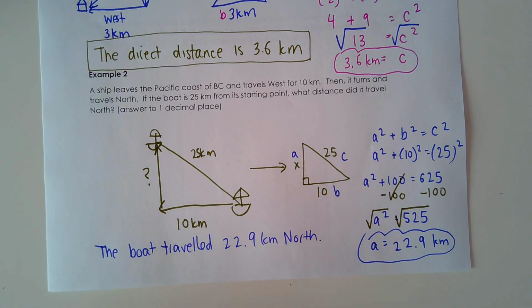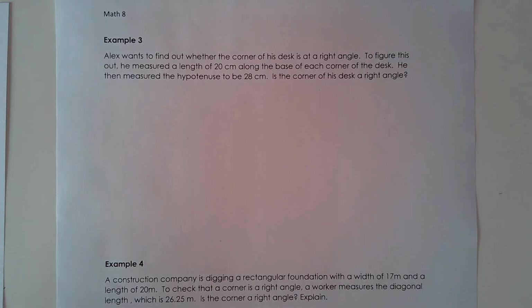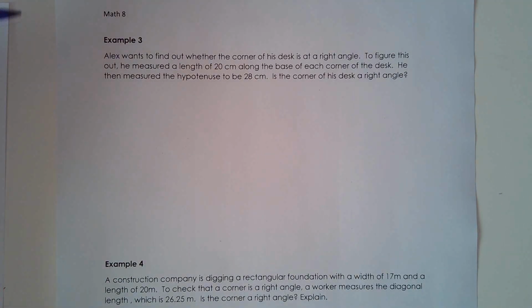Okay, so moving on to example 3. With example 3, Alex wants to find out whether the corner of his desk is at a right angle. To figure this out, he measured a length of 20 centimeters along the base of each corner of the desk, and he measured the hypotenuse to be 28 centimeters. So is the corner of his desk a right angle?